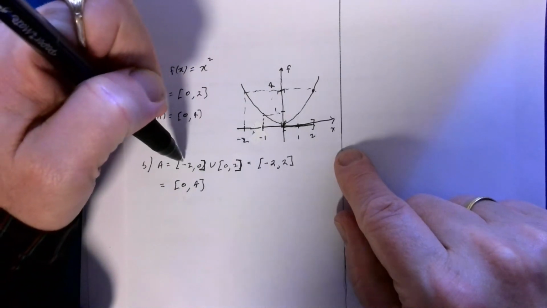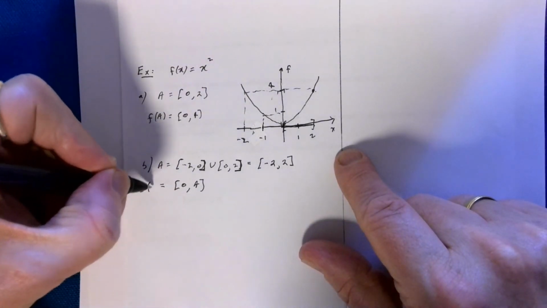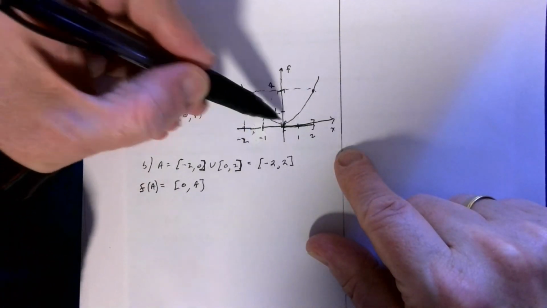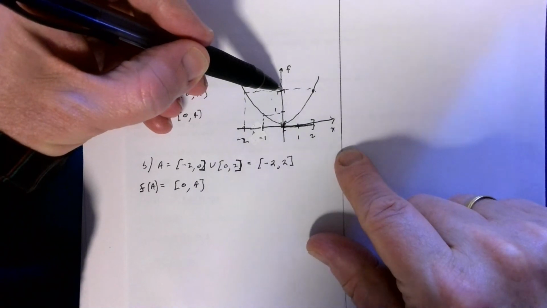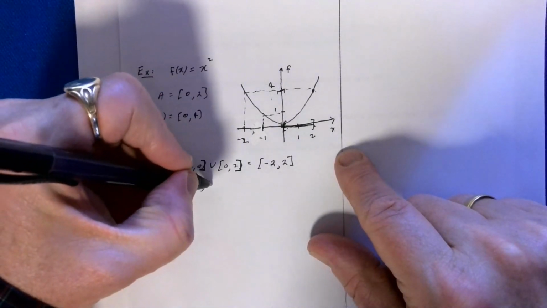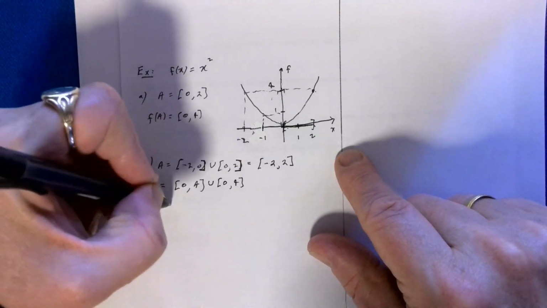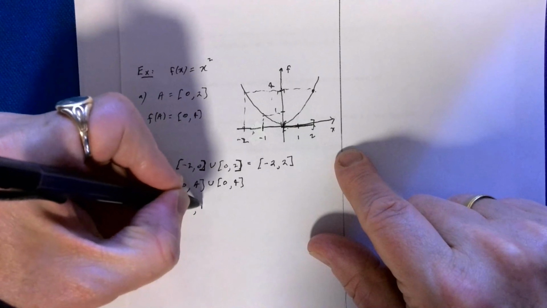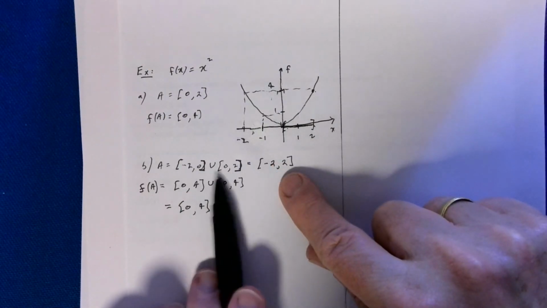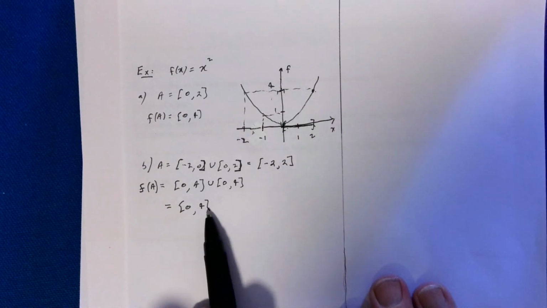So f of this set, so I should put f(A) there. So f of this set is going to be [0, 4]. And f of this set we also saw was [0, 4]. And of course, if we take this, this is just [0, 4]. So f of this set is just equal to [0, 4].